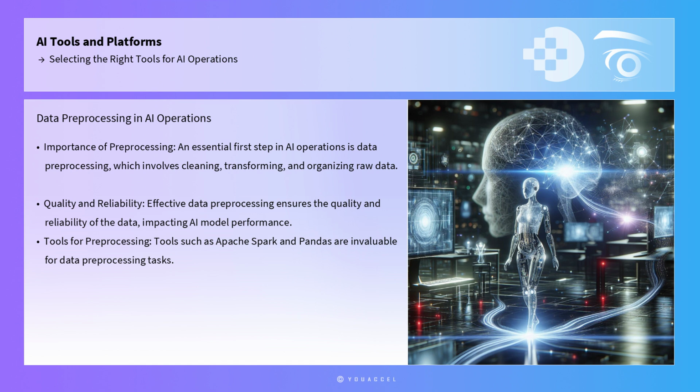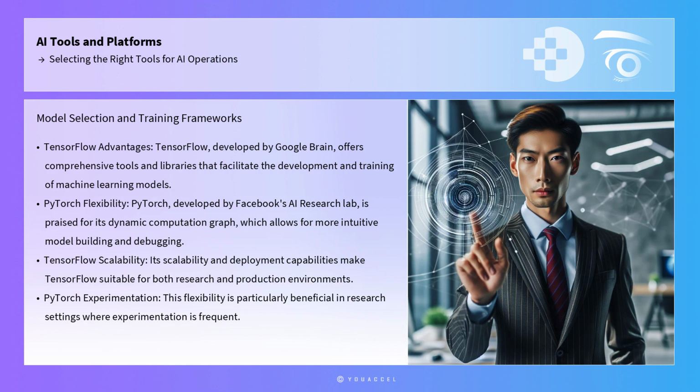On the other hand, Pandas, a Python-based library, provides high-performance data manipulation capabilities for smaller datasets. Its intuitive data structures enable quick data cleaning and transformation, making it a favorite among data scientists and analysts. Once the data is preprocessed, the next critical step is model selection and training. This phase requires robust frameworks that can handle complex computations and provide flexibility in model building.